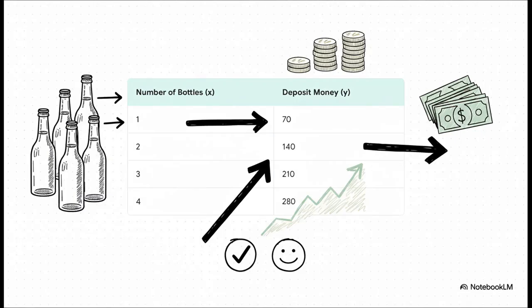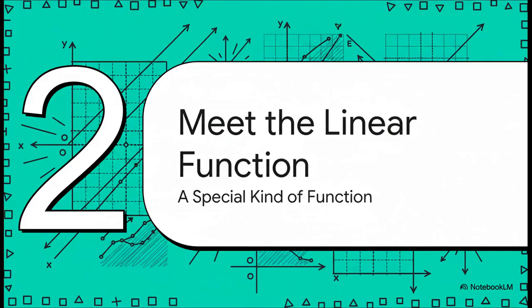Let's look at a quick real-life example. Say you get money for returning empty bottles. For every one bottle you return, you get 70 cents. So the number of bottles is your input, we'll call that X, and the money you get back is your output, we'll call that Y. So look at the table. If you put in one bottle, you get out 70 cents. If you put in two bottles, you get 140 cents. Every input has just one single output. See? Perfect example of a function. Awesome job. So now you know what a function is.